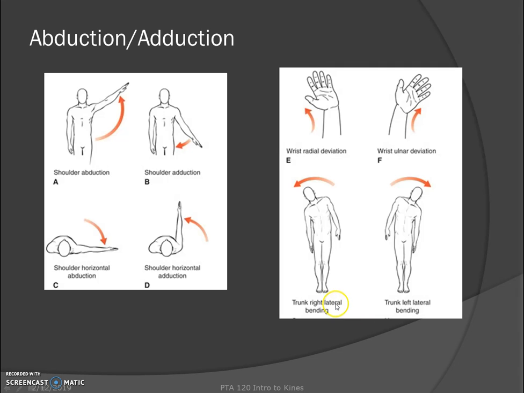The other thing that we can look at is at the trunk. We talk about lateral bending at the trunk. So you're not actually abducting or adducting towards the midline of your body. You're just moving your trunk in a side bend or lateral position. And you could consider moving away from the midline, abducting or laterally bending, and then returning back to midline as adducting.